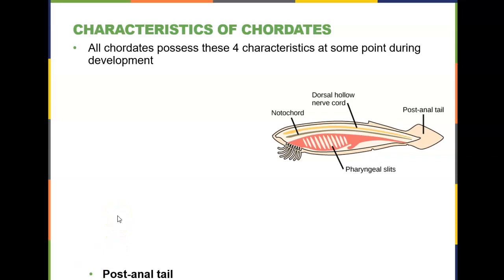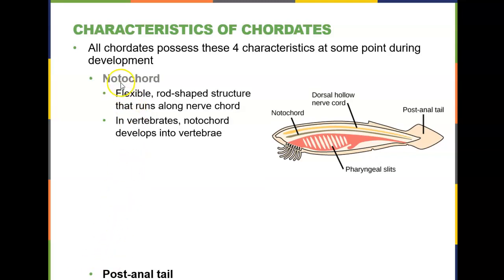So let's take a look at some of the basic characteristics of all chordates. In order to be considered a chordate, or in phylum Chordata, you must possess all of these four characteristics at some point during embryonic development. Now, some of these items will not be maintained into adulthood. So the first one we'll look at is the notochord, which is shown here in gray.